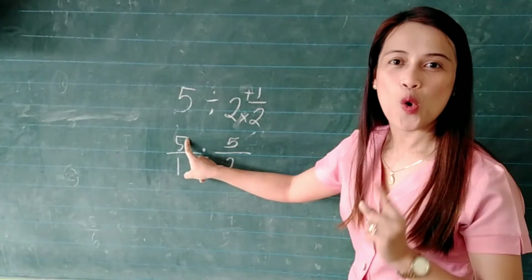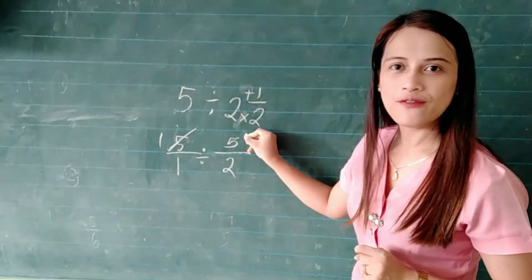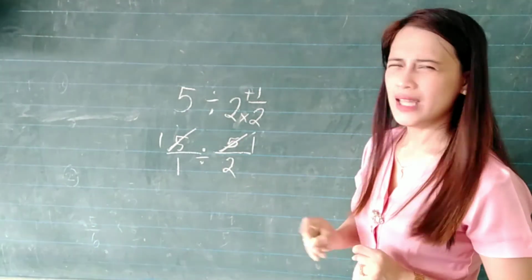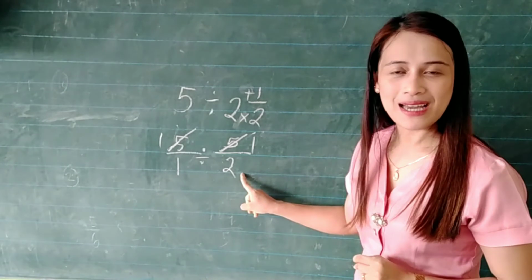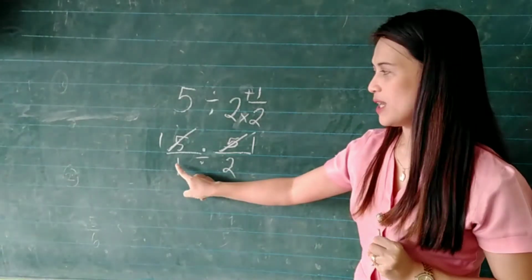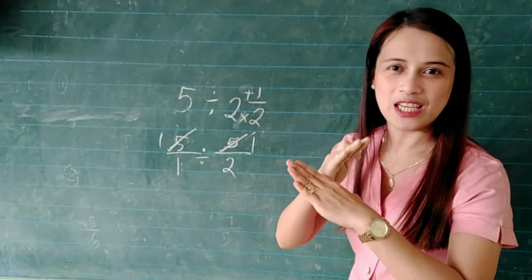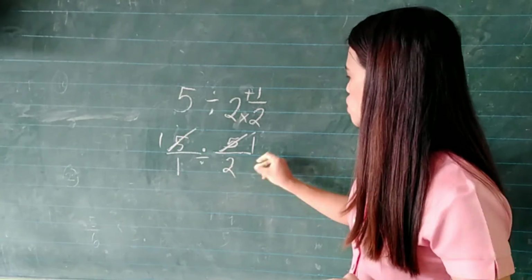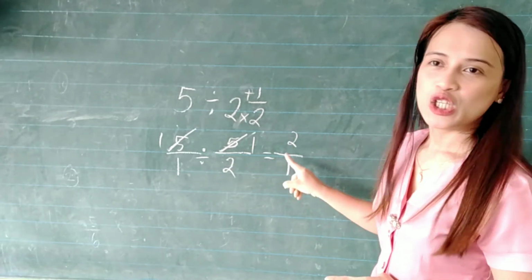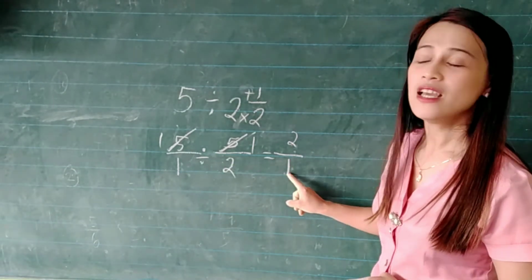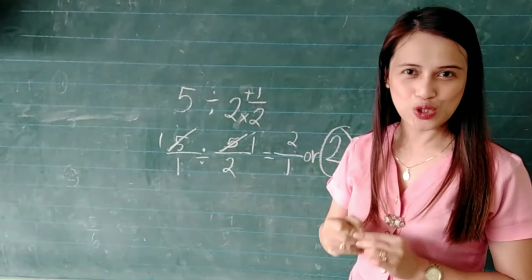5 divided by 5, 1. So cancel 5, nahimo siyang 1. 5 divided by 5, 1. So again ha, kung unsa i-divide sa isa, mao ko i-divide sa isa. 1 of 2, nahimo cancel, wala kay 1 ang nangisa ka number. So after that, proceed to cross multiplication. So 1 times 2, 2. 1 times 1, 1. So 2 over 1 divided by 1, that's equal to 2. So the final answer is 2.